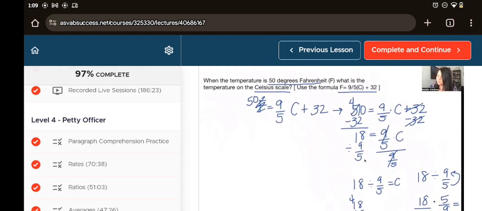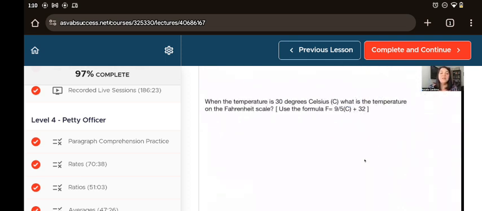So in this next example, it's giving us the temperature in Celsius and it's asking us to go to Fahrenheit. So now it's the opposite. Now it says when the temperature is 30 degrees Celsius, that means 30 degrees goes wherever we see C. What is the temperature in Fahrenheit? That means we're solving for F. Okay, so we rewrite our equation. And wherever we see a C, we're going to replace it with 30.